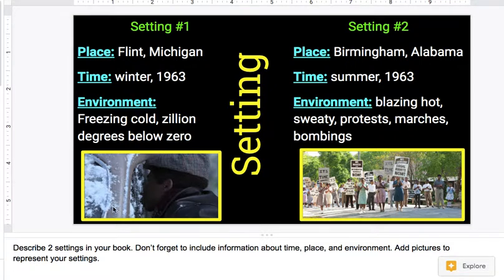And then my picture here is the scene where Byron Watson decided to kiss his reflection in the mirror and got his lips frozen. My other setting takes place in Birmingham, Alabama. This is the place that the Watsons travel. They do this during the summer of 1963. The environment there was much different from Flint.